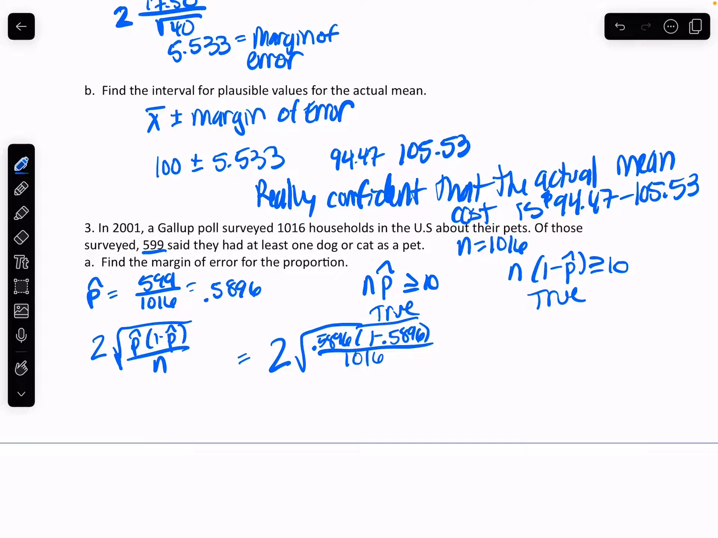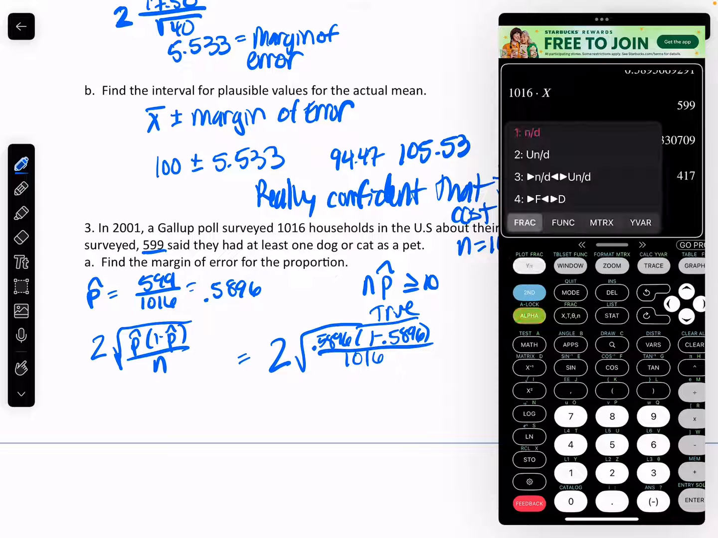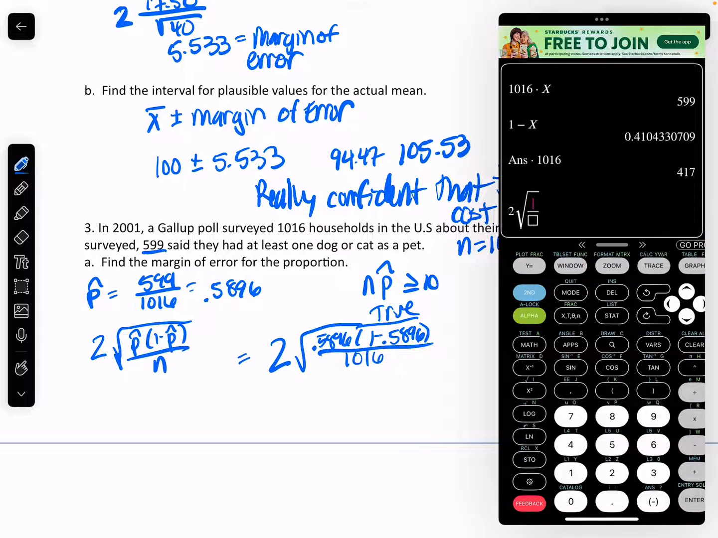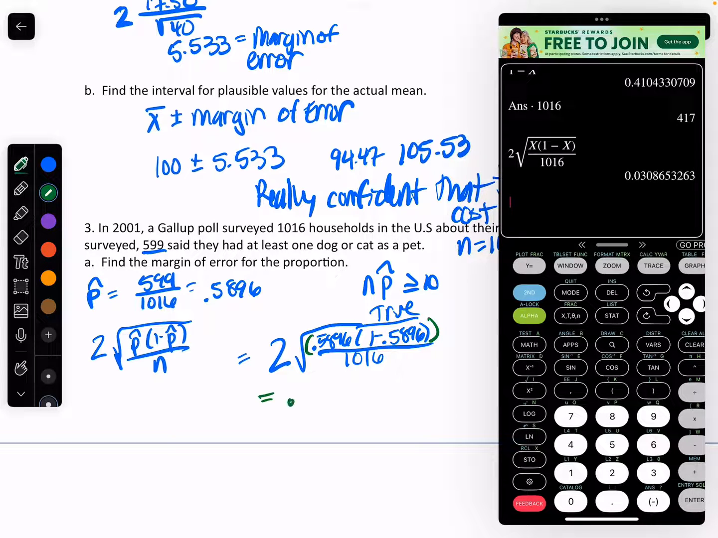Okay. So now I want to put this in my calculator. To put this in my calculator, I'm going to do 2, and then the square root, and then alpha y equals. If you can't do alpha y equals, you're going to have to add in an extra set of parentheses around the top, and then do the divide by the 1,016. Since I stored my x value to be the 0.5896, that makes it relatively easy. So I can do x times 1 minus x, and then divided by 1,016. Okay. So then this gives me 0.030865, and so on and so forth.